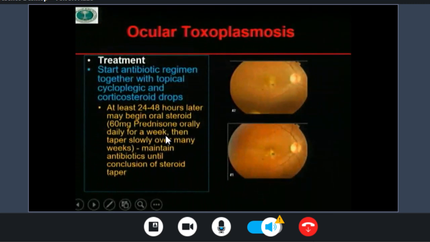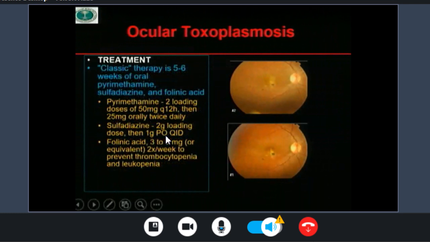For treatment, we have two regimens to use. The first one, the classic, is for 5 to 6 weeks, with oral pyrimethamine, sulfadiazine, and folinic acid. All of you, I think, are familiar with this, so I will not go into details. The only thing to take from this regimen is that you need to see your patient and monitor the CBC to make sure that the patient is not developing leukopenia. Most of the time, we use folinic acid to counter the thrombocytopenia.